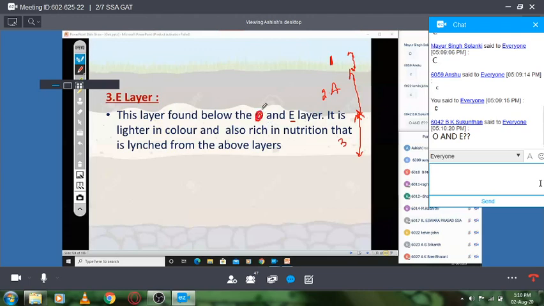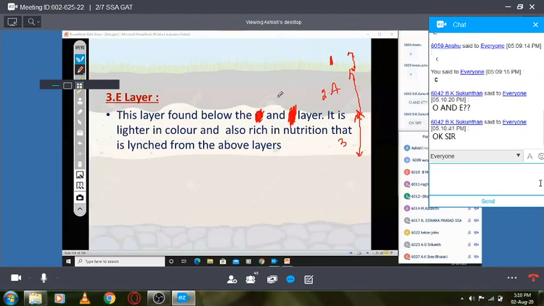Leave O and E, there is nothing, just leave them. They were just given names. In different books the names are different. This layer is lighter in color, as you can see, and it is also rich in nutrition. That is all about the third layer.